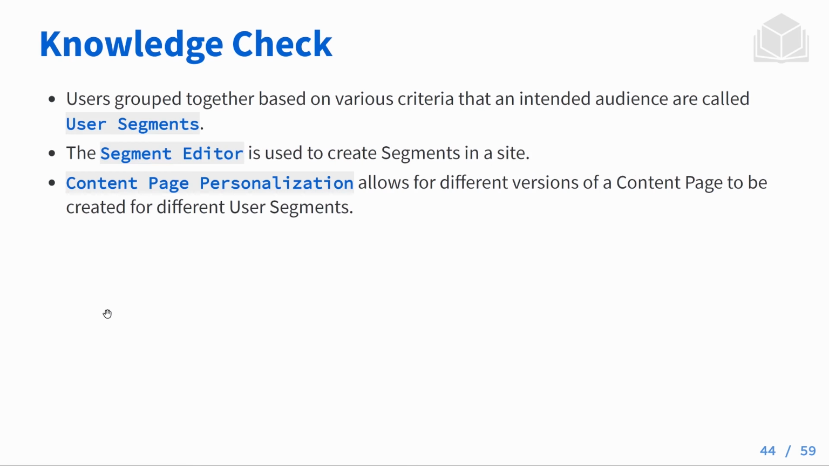Some highlights here. Users grouped together based on various criteria are called user segments. The segment editor is used to create segments in a site, and content page personalization allows for different versions of a content page to be created for different user segments.